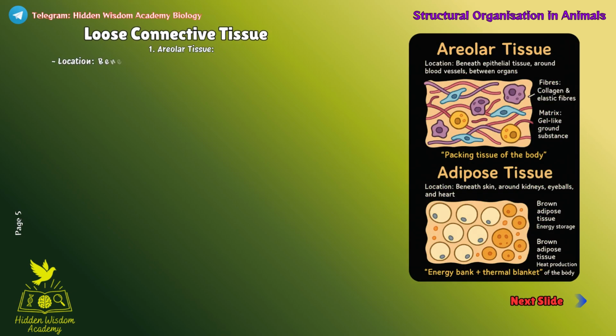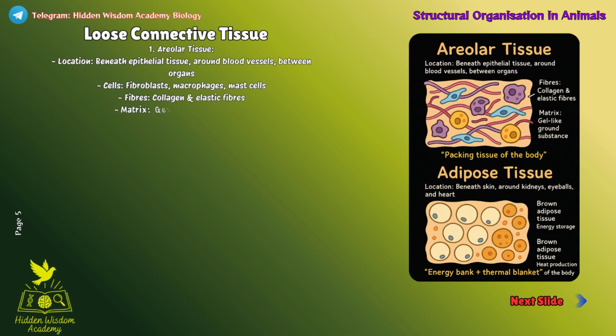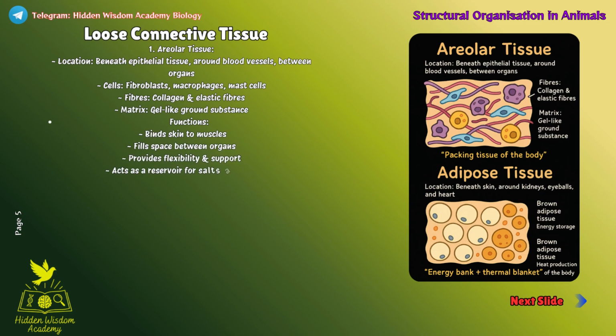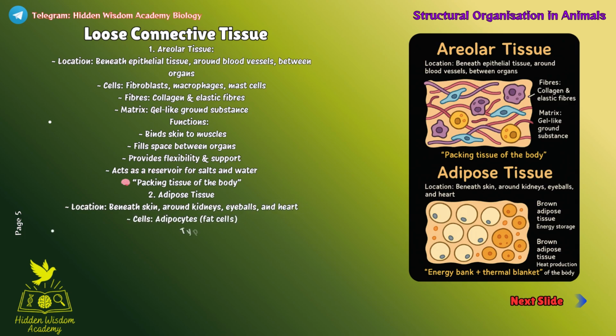Now let's look at the first type of connective tissue. Loose connective tissue, which includes areolar and adipose tissues. First is areolar tissue. It's the body's natural packing material. Found below the skin, around organs, and blood vessels. It has fibroblasts, which make fibers, macrophages, which fight germs, and mast cells, which release histamine during inflammation. Because of its soft, gel-like matrix, it gives support, flexibility, and fills spaces. That's why it's called the packing tissue of the body.